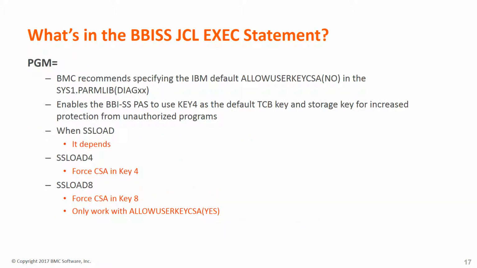Now let's take a closer look at the BBISS started task JCL. On the program statement, we can have a couple different values depending on how you set your allow user key CSA in your SYS1 parm member. If you've set that to no, we're going to want to call program SSLoad4 because that will provide some additional storage protection in CSA. If you've got that value set to yes, it probably makes best sense to use SSLoad8 to put the storage in key 8. Otherwise, you can use SSLoad.